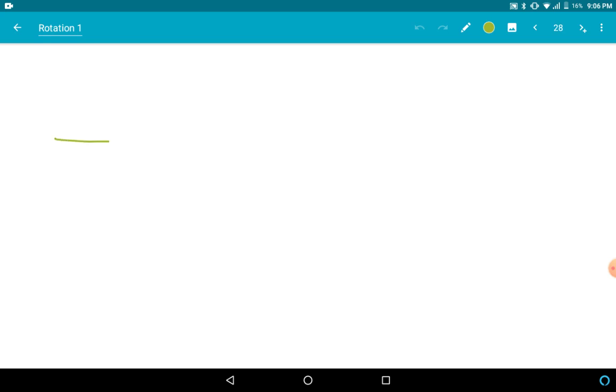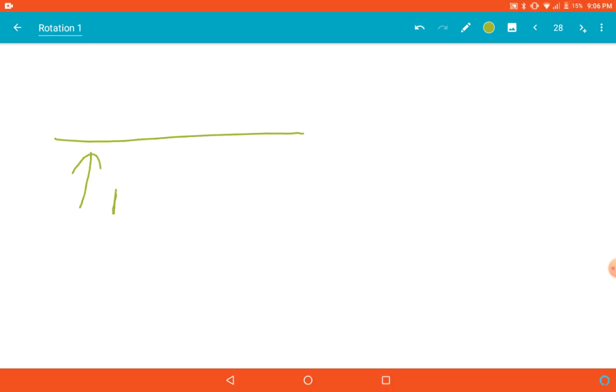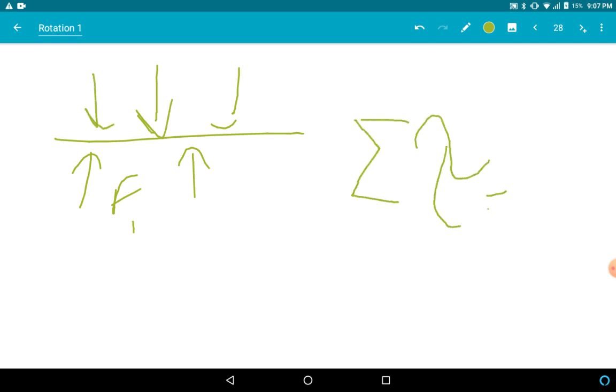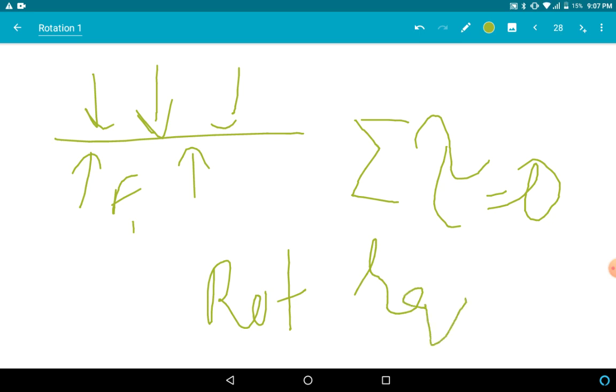Now if there is a rod like this, we apply many forces like this. Okay, if there are many forces acting like this and many forces acting like this, and the net torque is 0 in this case, then we say the body has got rotational equilibrium. It has achieved rotational equilibrium.